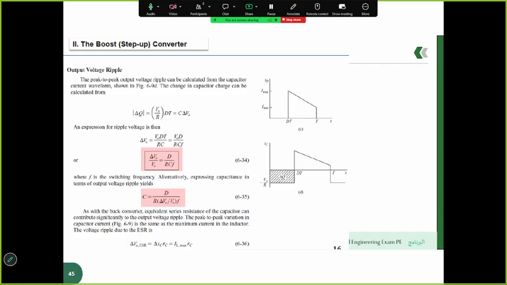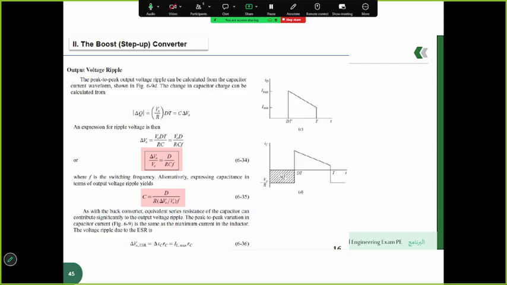Okay, this slide extends the analysis of the boost converter by examining the output voltage ripple, which is an important non-ideal effect in practical power electronic systems. Although the ideal output voltage of a boost converter is constant, in reality it contains a small fluctuation called ripple. This ripple is mainly caused by the periodic charging and discharging of the output capacitor during the switching cycle.